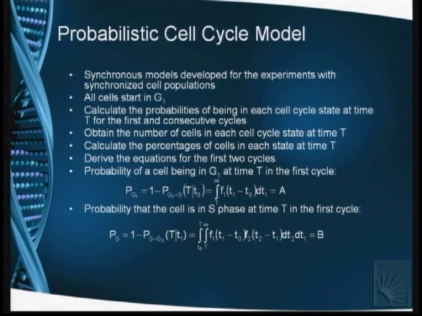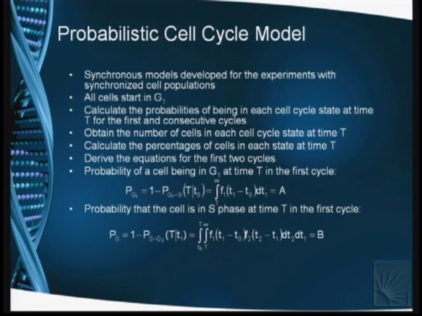So the probability of a cell being in G1 at capital time T in the first cell cycle can be calculated as 1 minus the probability of that cell jumping from G1 to the next state, which is S in the cell cycle, provided that the cell was in G1 at time 0, T0. So it spends some time until capital T. And after a certain time, that probability becomes 1, and you all jump from G1 to S. Let's represent this by A. This F is the density function that is representing the jump from G1 to S.